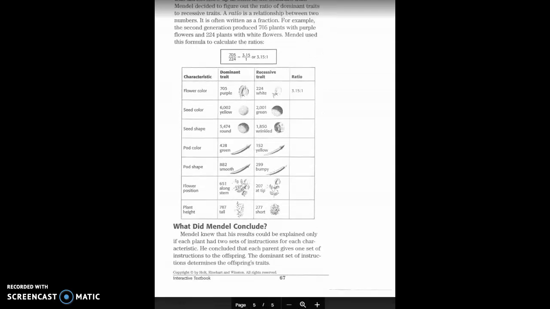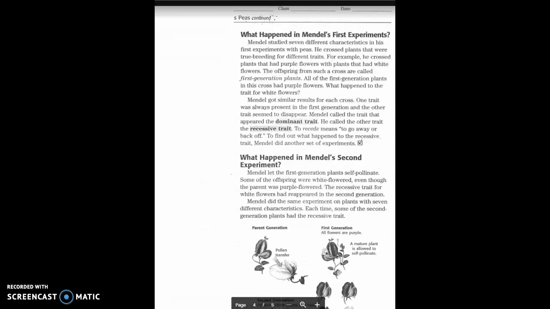What did Mendel conclude? Mendel knew that his results could be explained only if each plant had 2 sets of instructions for each characteristic. He concluded that each parent gives 1 set of instructions to the offspring. The dominant set of instructions determines the offspring's traits.